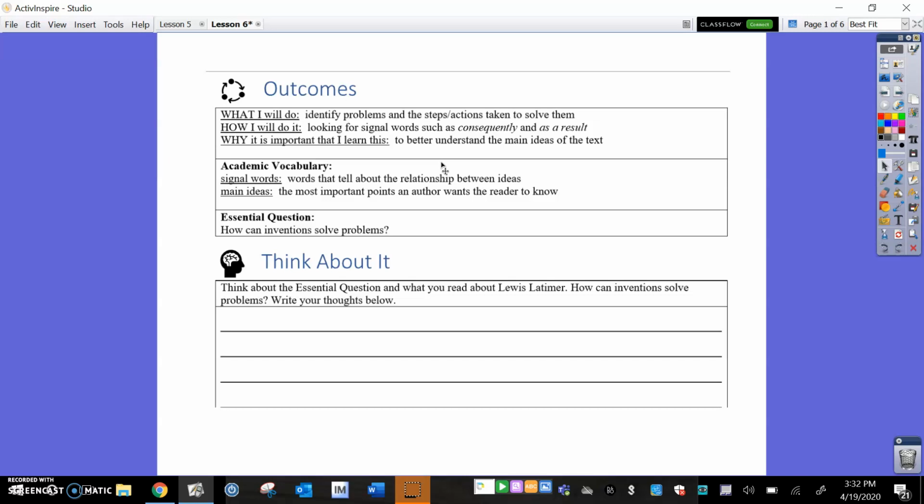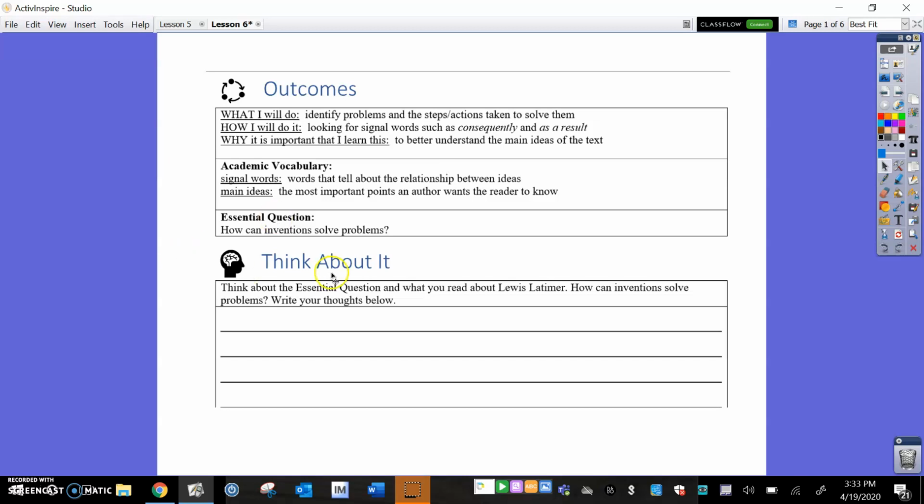So if we go back to Finding Nemo, the problem was he was taken. That's a big problem that needs to be solved. And he went through many steps to solve that problem where he did eventually find them.